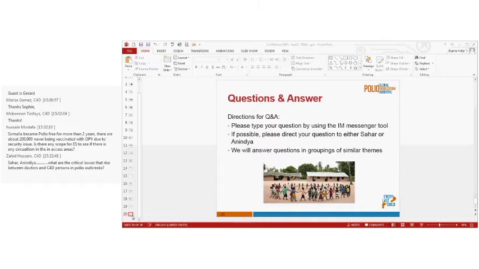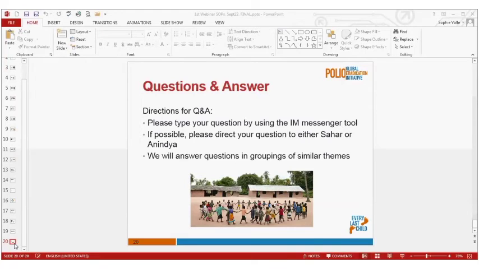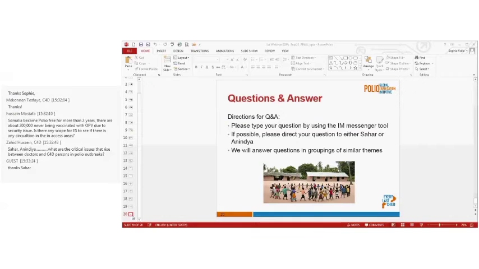Okay, I have another question for you, Ananda, hopefully you can answer, from Hussein. He says that Somalia became polio-free for more than 2 years. However, there are about 200,000 people who have never been vaccinated with OPV due to security issues. Is there any scope for environmental surveillance to see if there's any circulation in these inaccessible areas?